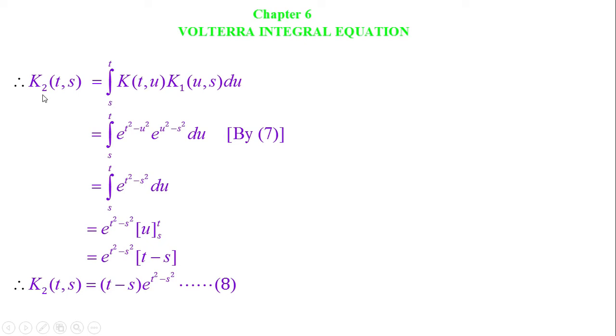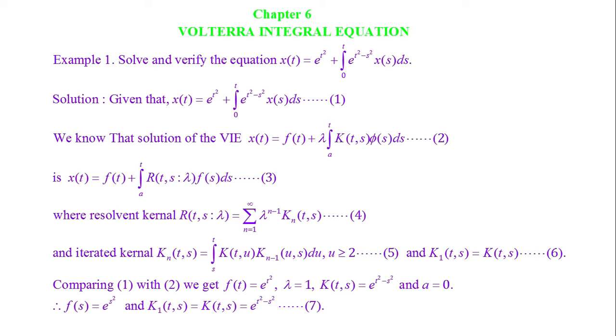That means the second iterated kernel. The iterated kernel is defined as the integration over s to t of K(t, u) K_{n-1}(u, s) du. So putting n equals 2, we'll find the second iterated kernel. The values of s and t are not known to us, so we put s and t in place of s and t.